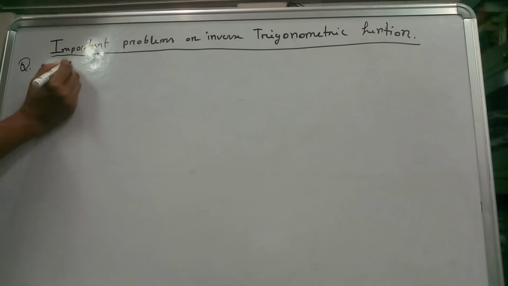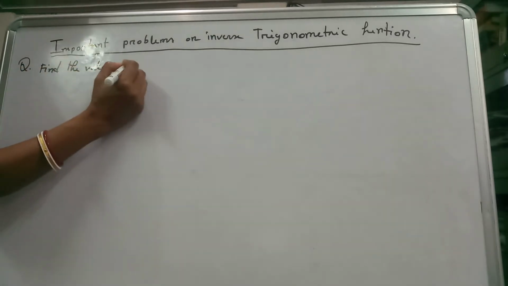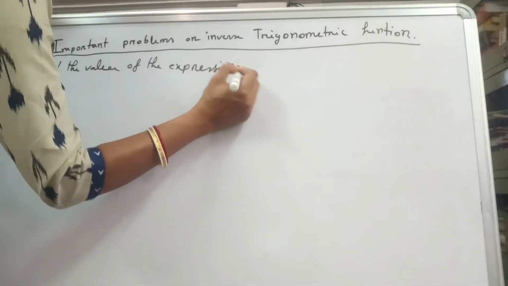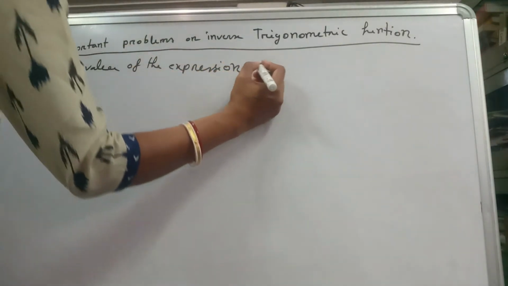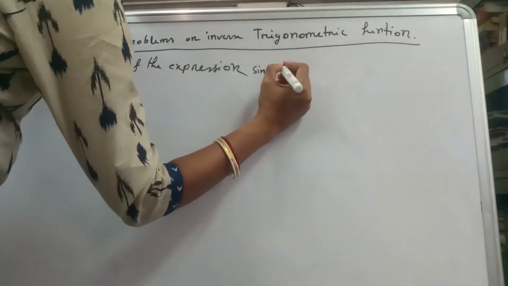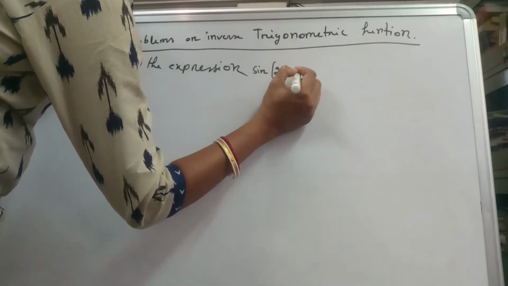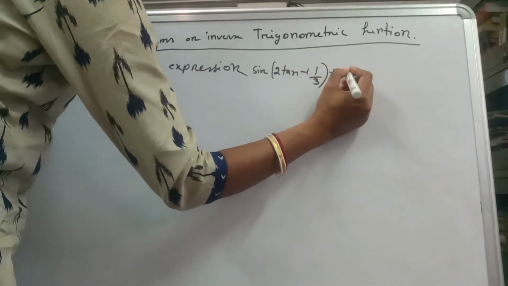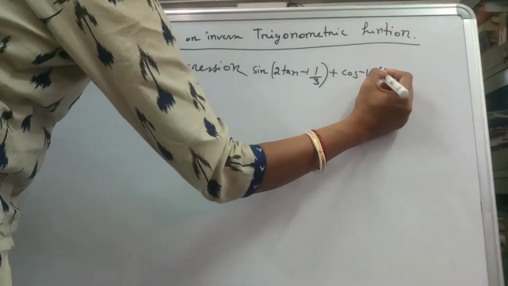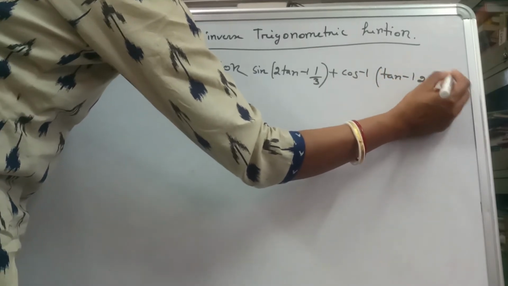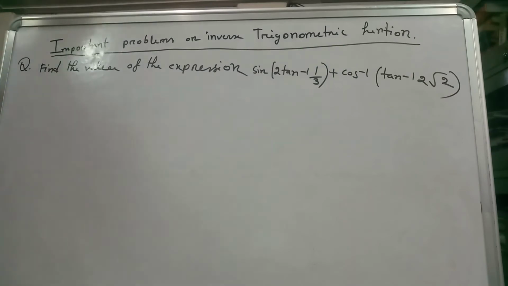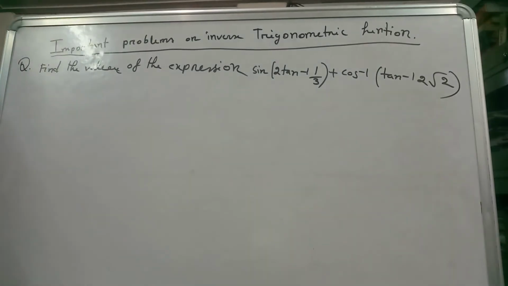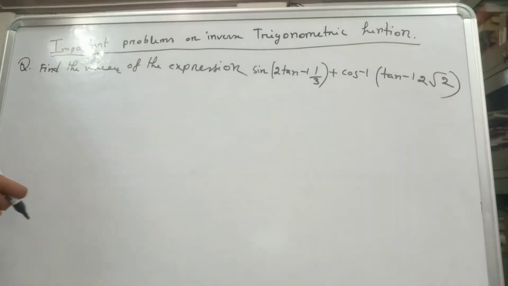Find the value of the expression sine of 2 tan inverse 1 by 3 plus cos inverse tan inverse 2 root 2. You are asked to find the value of the expression sine 2 tan inverse 1 third plus cos inverse tan inverse 2 root 2.